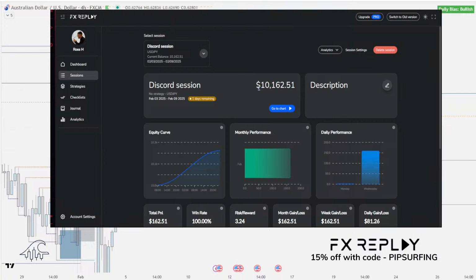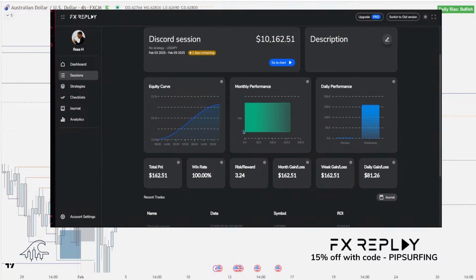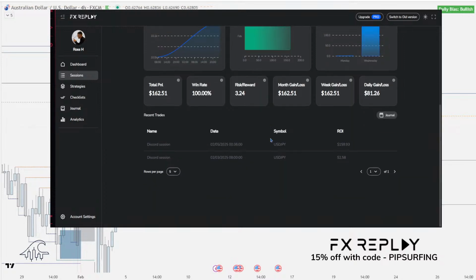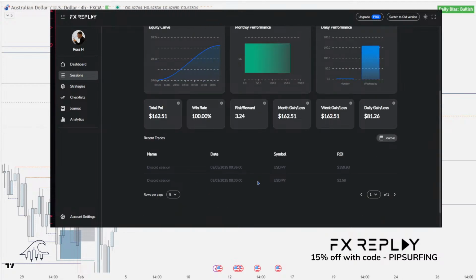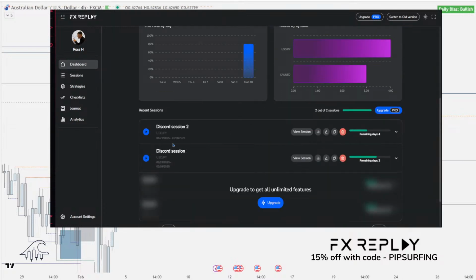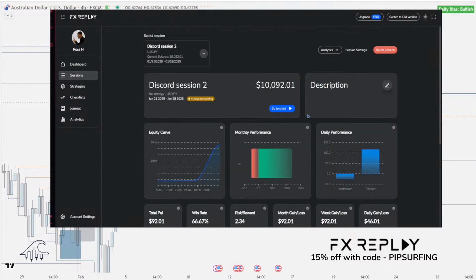So if we go over to here, you can see the overall outcome. We started with a 10k account. You can see the equity curve, the monthly performance, the daily performance, and so on. You can see the total P&L, the win rate, the risk reward, the monthly gain, the weekly gain, and so on. You can see down here the trades that were taken as well, the direction they were taken in, what pair they were on. We were showcasing UJ just because it was a pair that we were looking at beforehand, and I'll show you this session as well, which is also UJ.